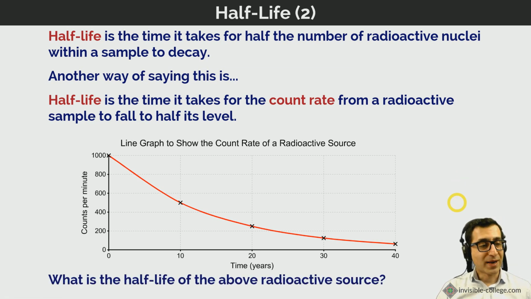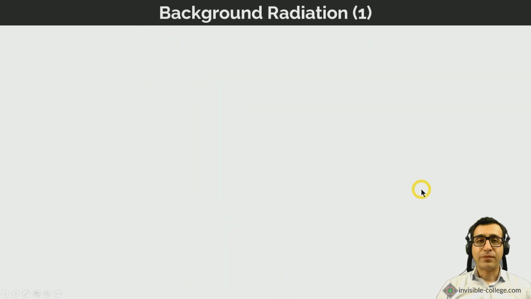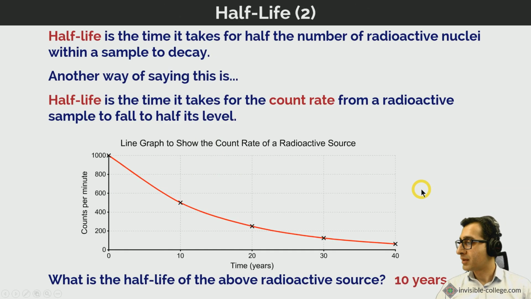Okay, so most of you have managed to get the correct answer. Well done. If we have a look here at the graph, if we're starting at a count rate of 1,000, then the half-life will be the time that it takes for that count rate to fall to half that original level. So the half-life is the time it will take to fall from 1,000 counts per minute to 500. If we go to 500, read across, we see that the half-life is 10 years.